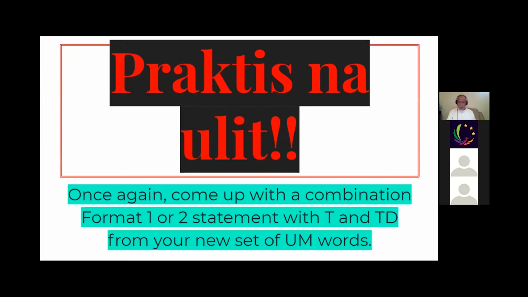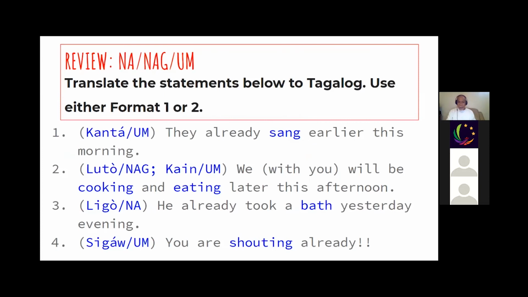So now you can do some translation. What I have on the left is the verb in its conjugated format. Kanta is to sing. Luto is to cook, right? Nag and kain is to eat, and so on. So let's see if you can do the first one.